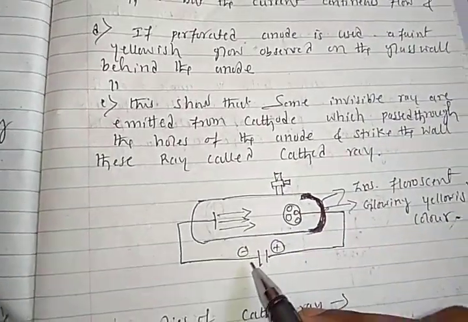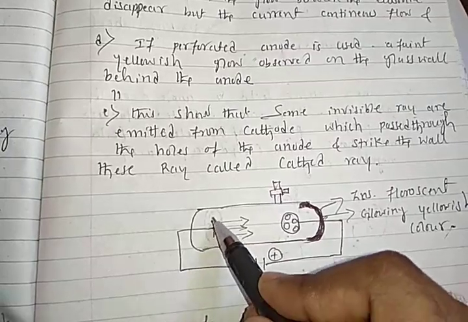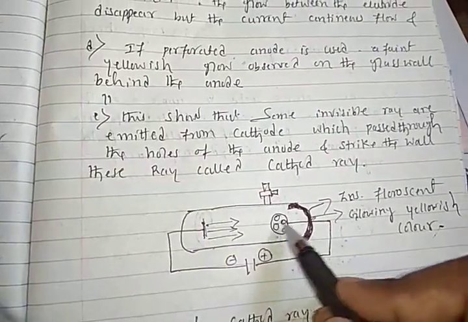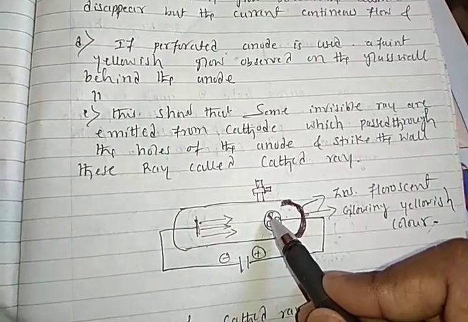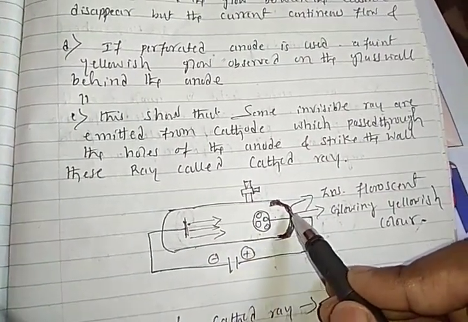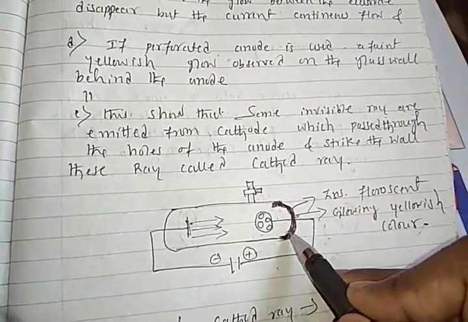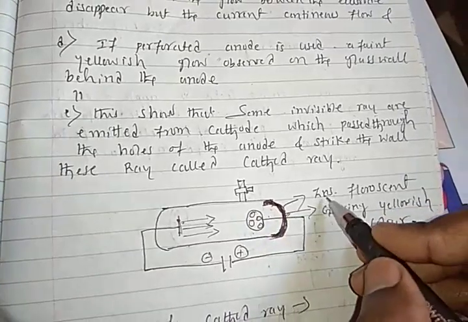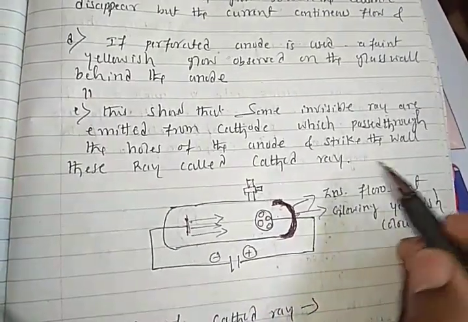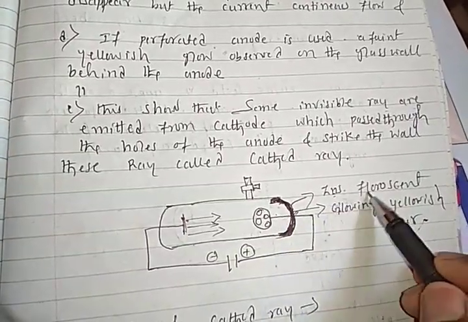So when we switch on the battery, the rays travel from one end to the other end. Then some rays penetrate through the holes and strike the glass. This corner of the glass is coated with zinc sulfide fluorescent material.